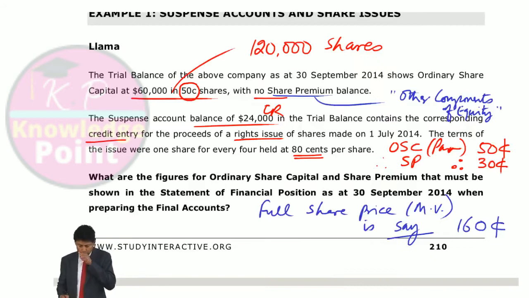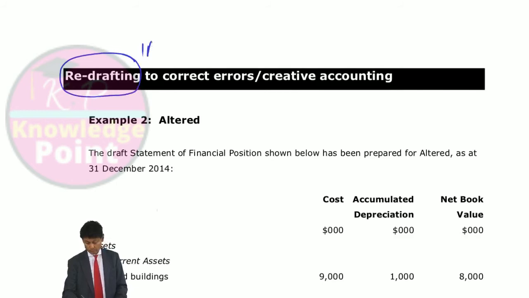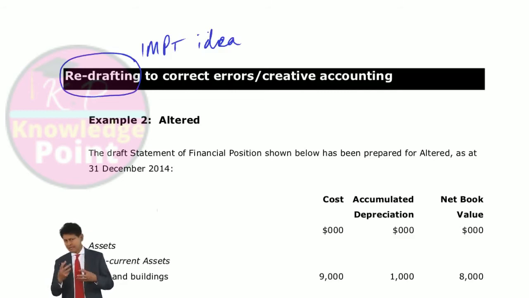If I can take you into your class notes, beg your pardon, page 211, redrafting. So what's happened is the inexperienced bookkeeper, let's say me, has produced a set of accounts, but it's got a few mistakes in it. I'm not too sure about leasing and things like that.